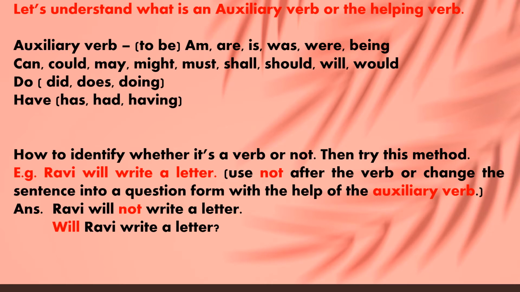Now how to identify whether it is an auxiliary verb or not? Try this method, children. Example, Ravi will write a letter. Now here you can see will is the auxiliary verb, write is the main verb. Now how to identify what is an auxiliary verb? Use not after the verb or change the sentence into a question form with the help of the auxiliary verb. So let us see the answer given down. Ravi will not write a letter. Will Ravi write a letter?